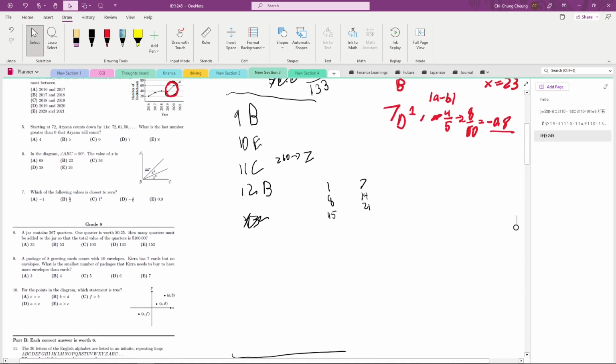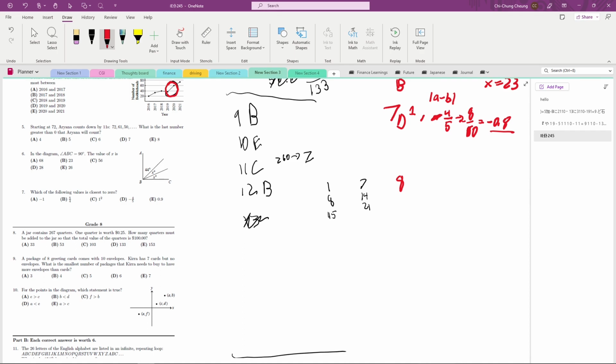Next, 8. At first, this is the question where there's a jar containing 267 quarters, and then the total value is $100. So I was about to calculate what is the value of the quarters in the jar, and then minus by 100, and then divide it by 4 to get the quarters.